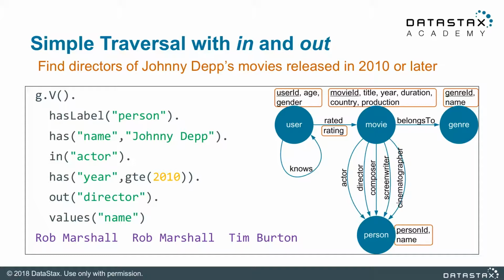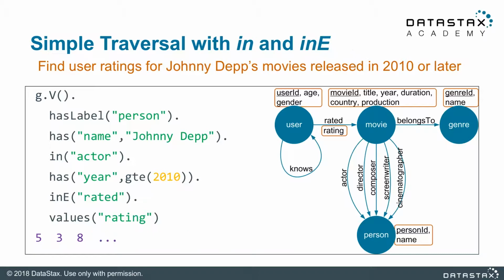We get 3 names, but only 2 of them are distinct. Here, to find user ratings for Johnny Depp's movies released in 2010 or later, we will need to end up on rated edges and retrieve rating values associated with those edges. This is achieved by getting to Johnny Depp's movies from 2010 or later, and then using step inE to get to the rated edges. The result is a bunch of numbers representing user ratings.